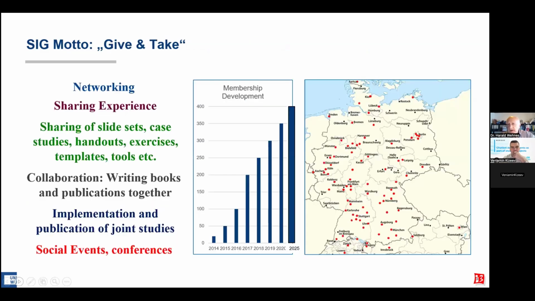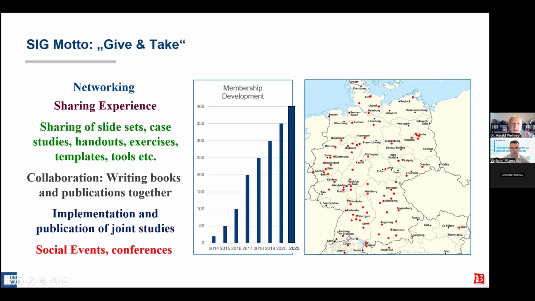And what are our success factors? I think that's the motto: give and take. We do a lot of networking, sharing experience, sharing documents such as slide sets, case studies, handouts, exercises, templates, and tools. We work together, writing books. For these volumes, we had about 100 authors and 50 chapters in the 2 books, and we do a lot of publications together.